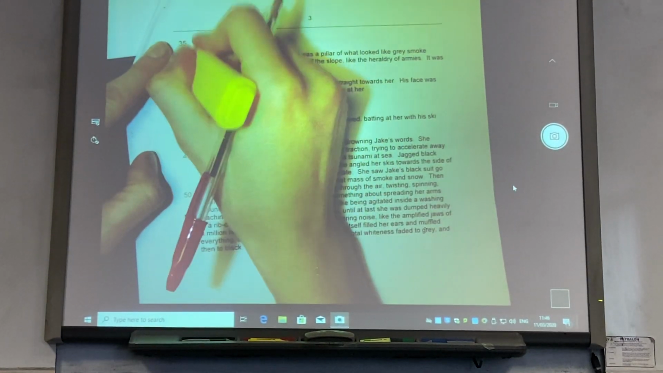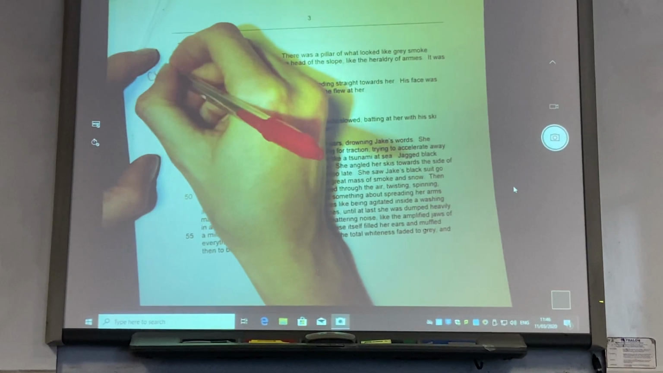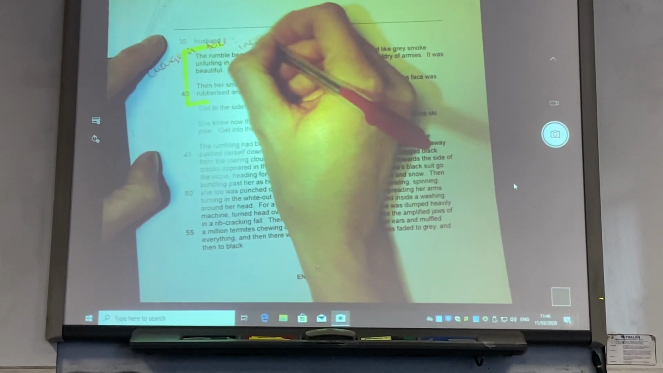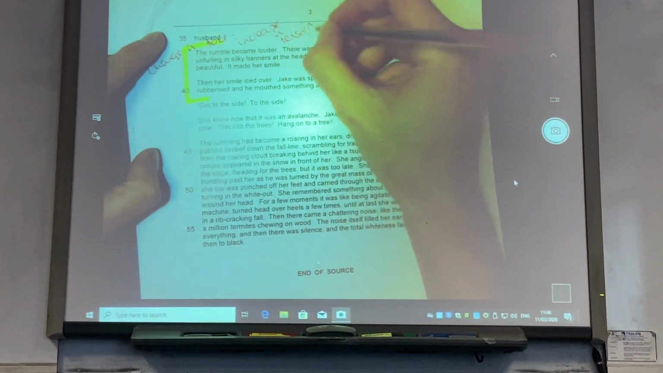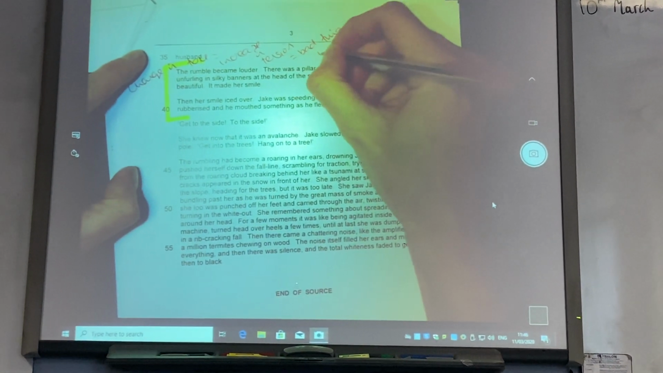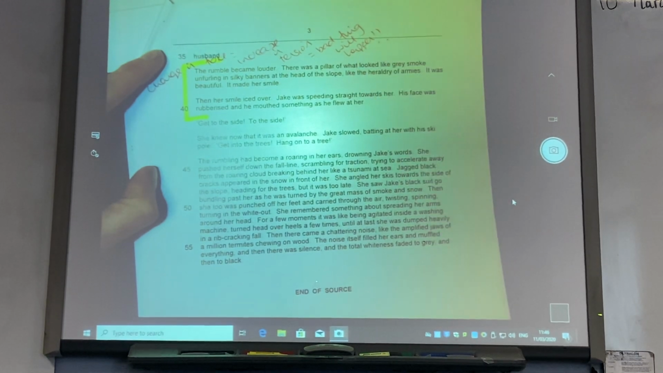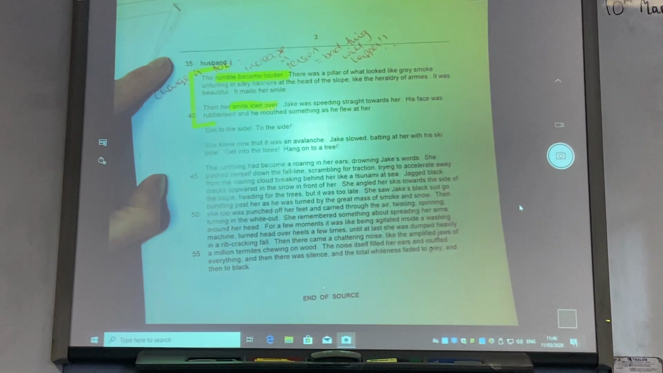Okay, so here we've got a change in tone again. We've got an increase in tension. So we know whatever the bad thing is, it's about to happen. Oh no. The rumble becoming louder signals that. Her smile icing over signals that as well.